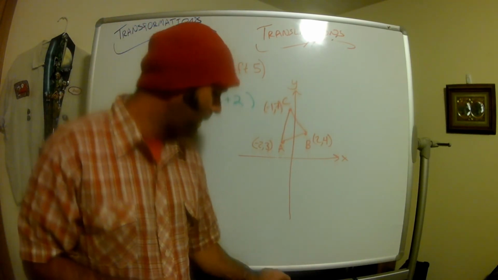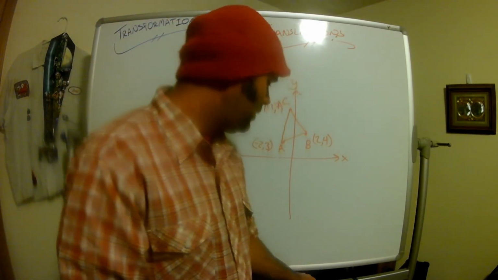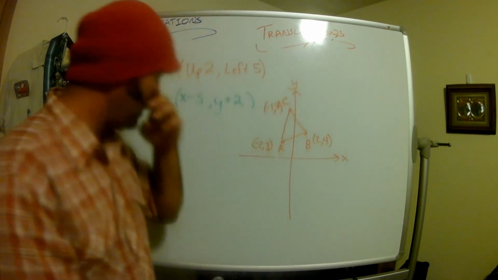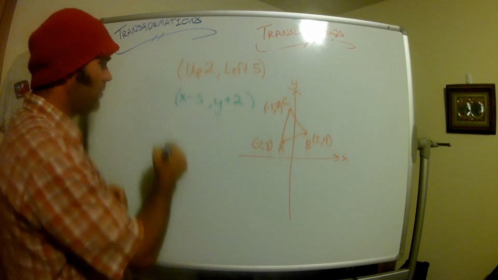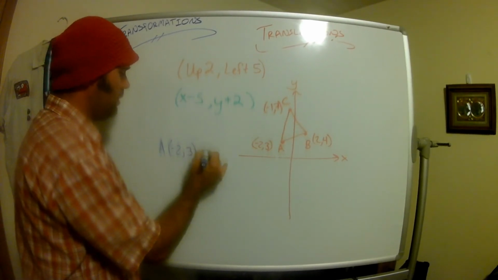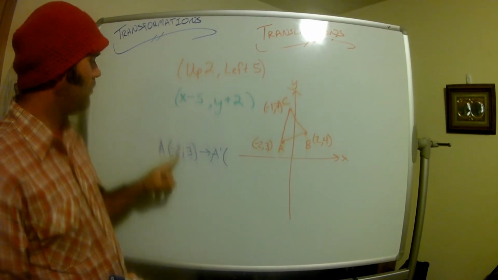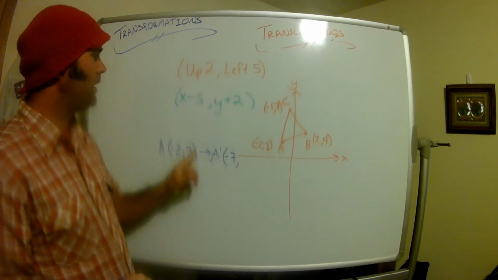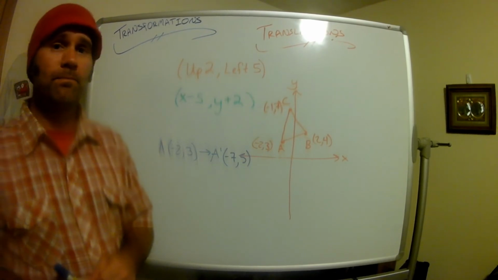Okay. Let's go ahead and stick with blue. Blue seems to work pretty well on the videos. So we need to take each of our points. We started with A being (-2, 3), and it becomes A prime of negative 2 minus 5 is negative 7, and 3 plus 2 is 5. That's our A prime.